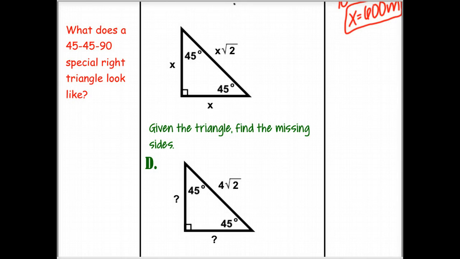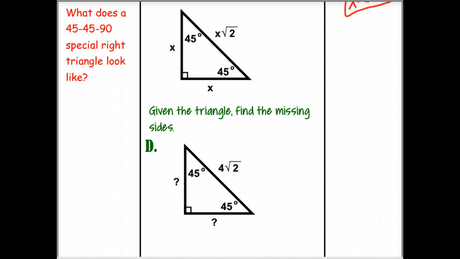The next part of our lesson deals with special right triangles. You dealt with these last year in geometry, and so we're going to give a little refresher. The first one we'll look at is our 45, 45, 90 special right triangle.